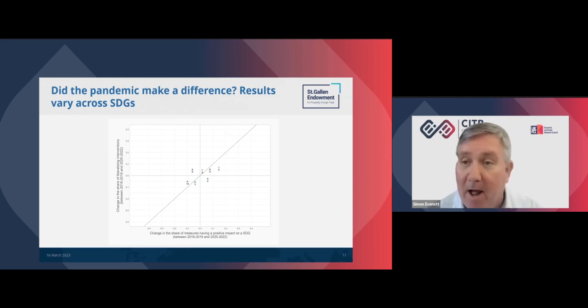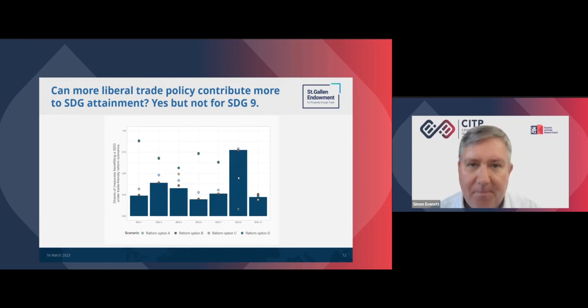There may well be other very important reasons why SDG attainment has been affected by the pandemic, but it would be hard to say that commercial policy was across the board a factor which took us back in this respect. And the variation across the SDGs that we have here suggests that governments may well have made very different choices with respect to different sectors of the economy. So the results vary across the SDGs as to whether the pandemic made a difference.